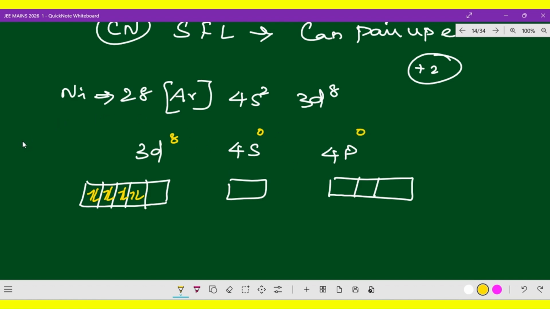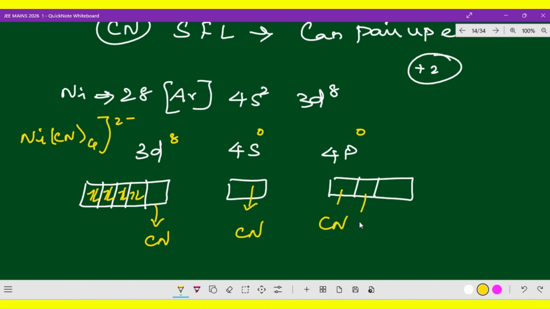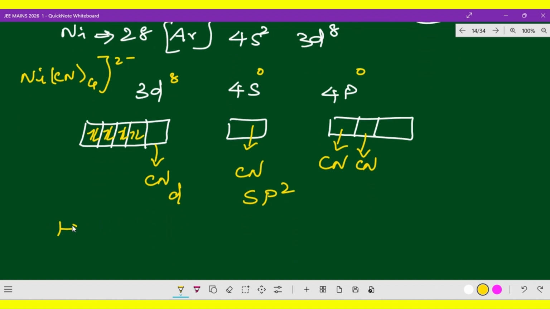But here it is [Ni(CN)4]2-, so the CN ligands have to fill the empty orbitals: here CN, here CN and here CN. So the hybridization is dsp2. dsp2 hybridization means it is square planar.